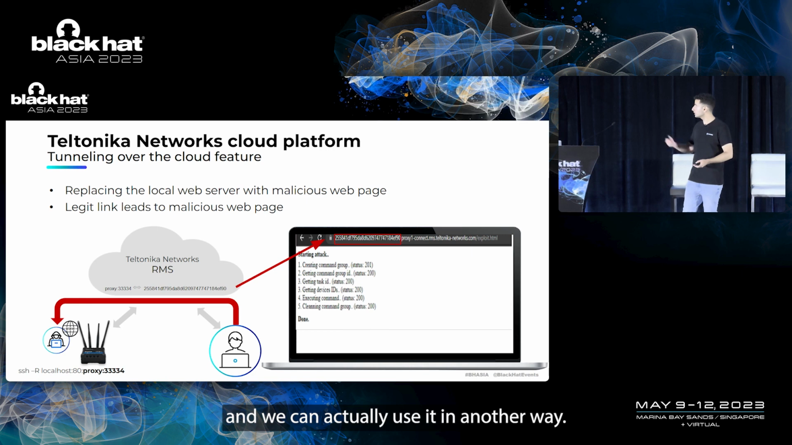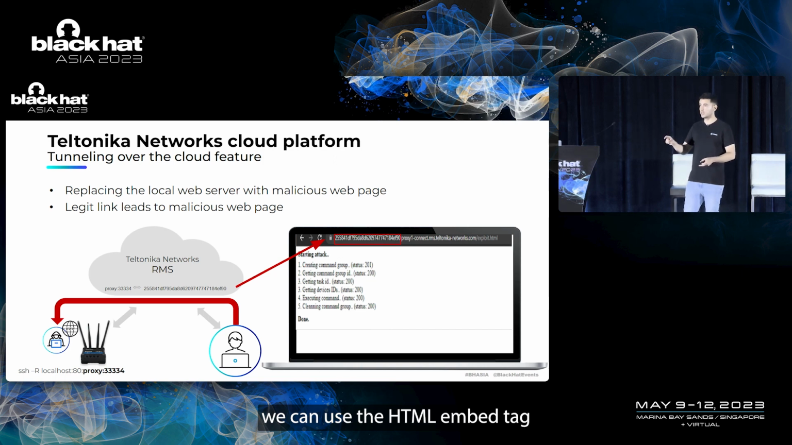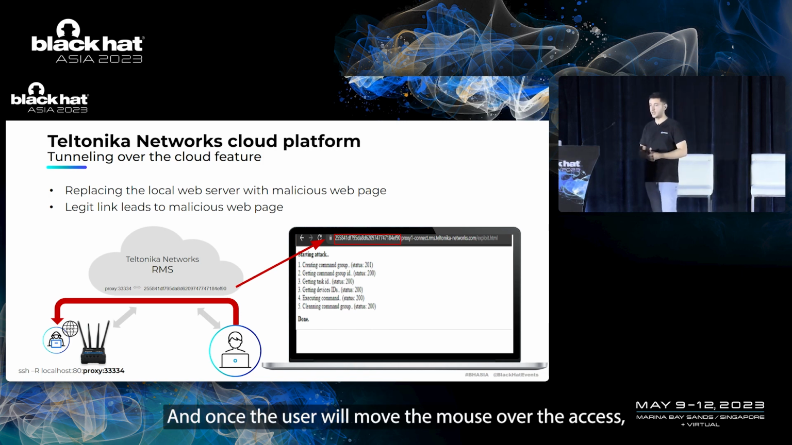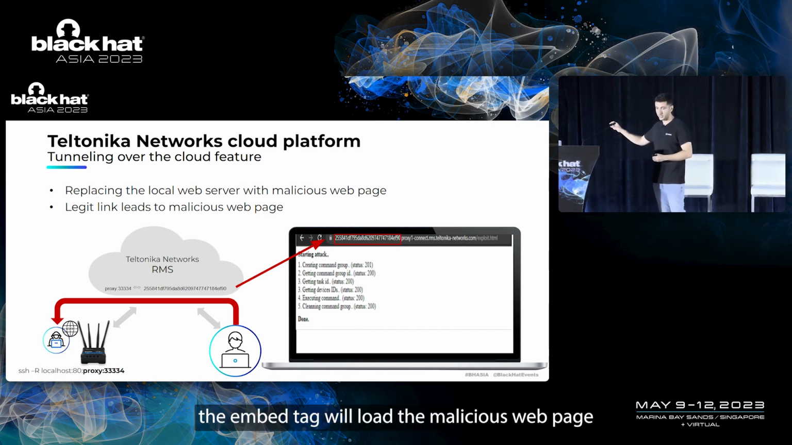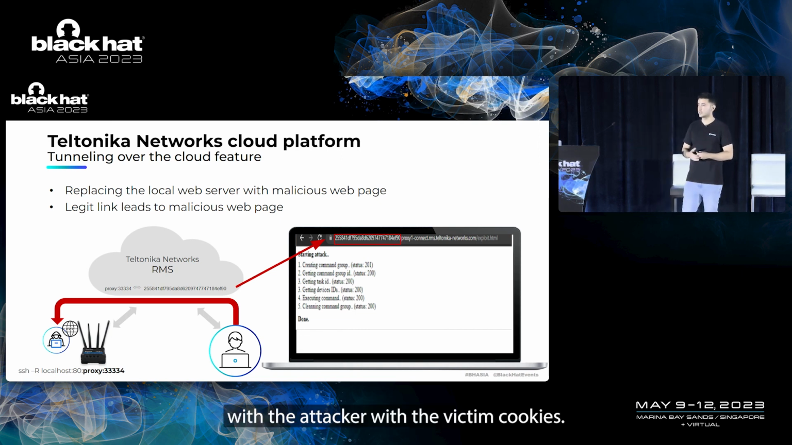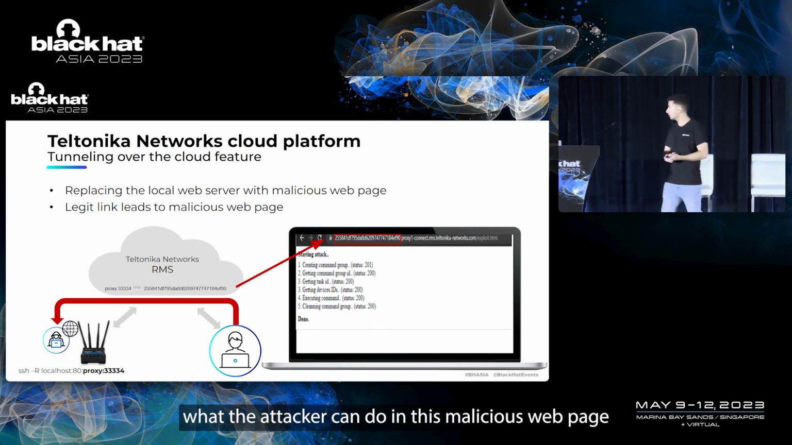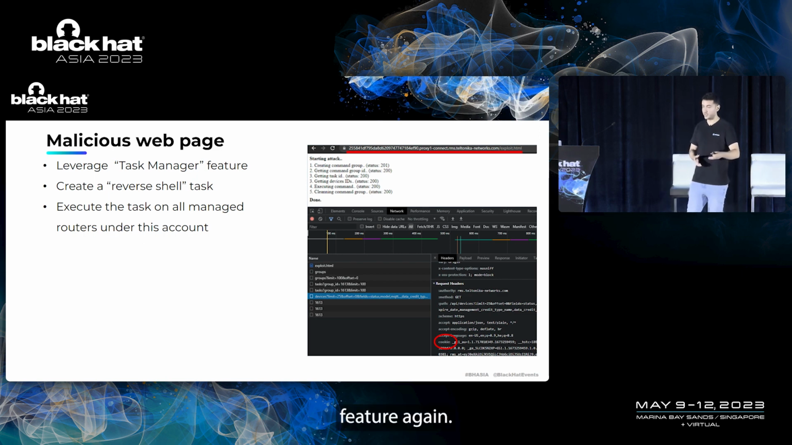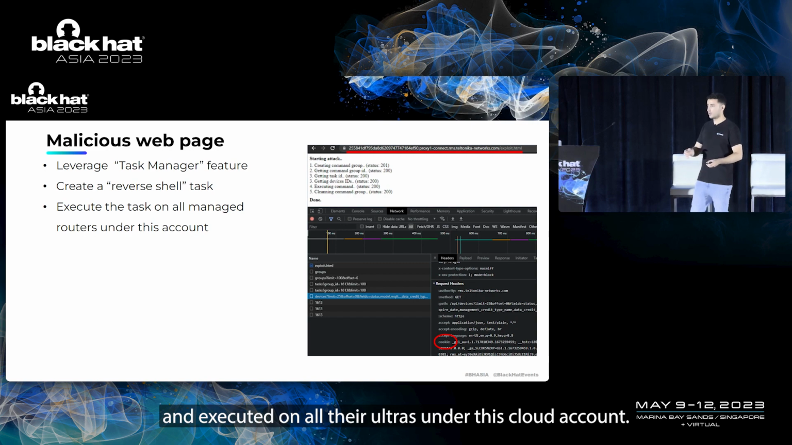And we can actually use it in another way. As you remember the XSS vulnerability, we can use the HTML embed tag, and after it, this malicious link. Once the user moves the mouse over the firmware version, the embed tag will load the malicious web page, and it will be executed with the victim's cookies. So what can the attacker do on this malicious web page? As you remember, in Teltonika there is the task manager feature again. The attacker can create a reverse shell task with his command and control IP and port, and execute it on all the routers under this cloud account.